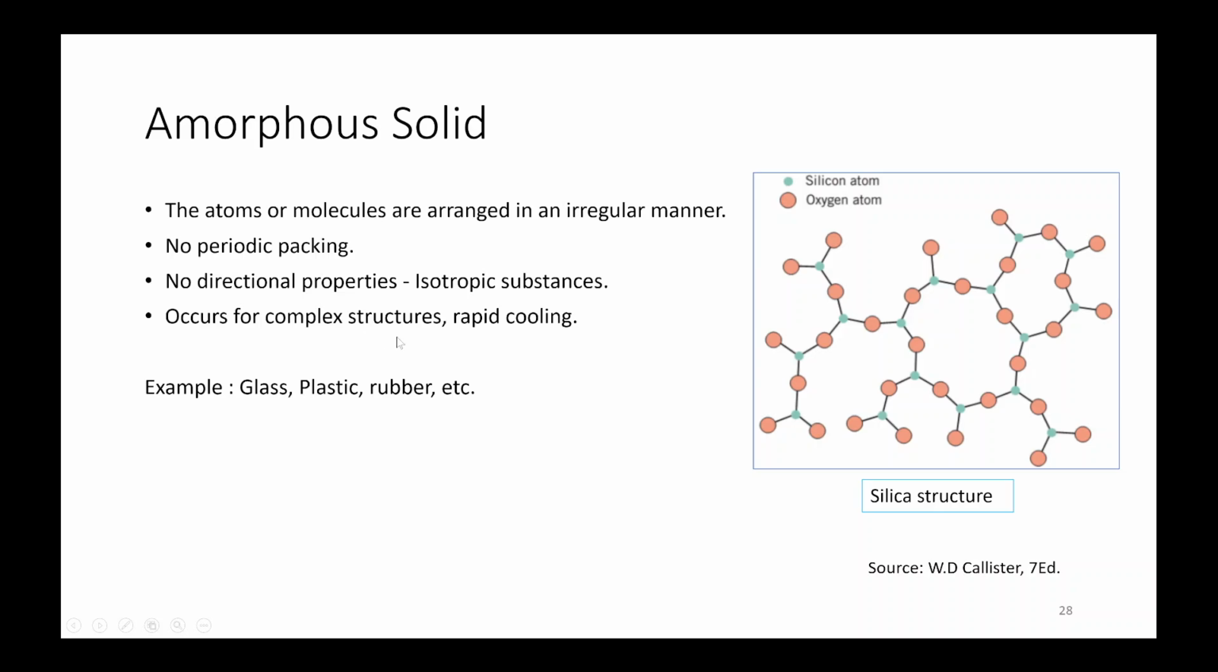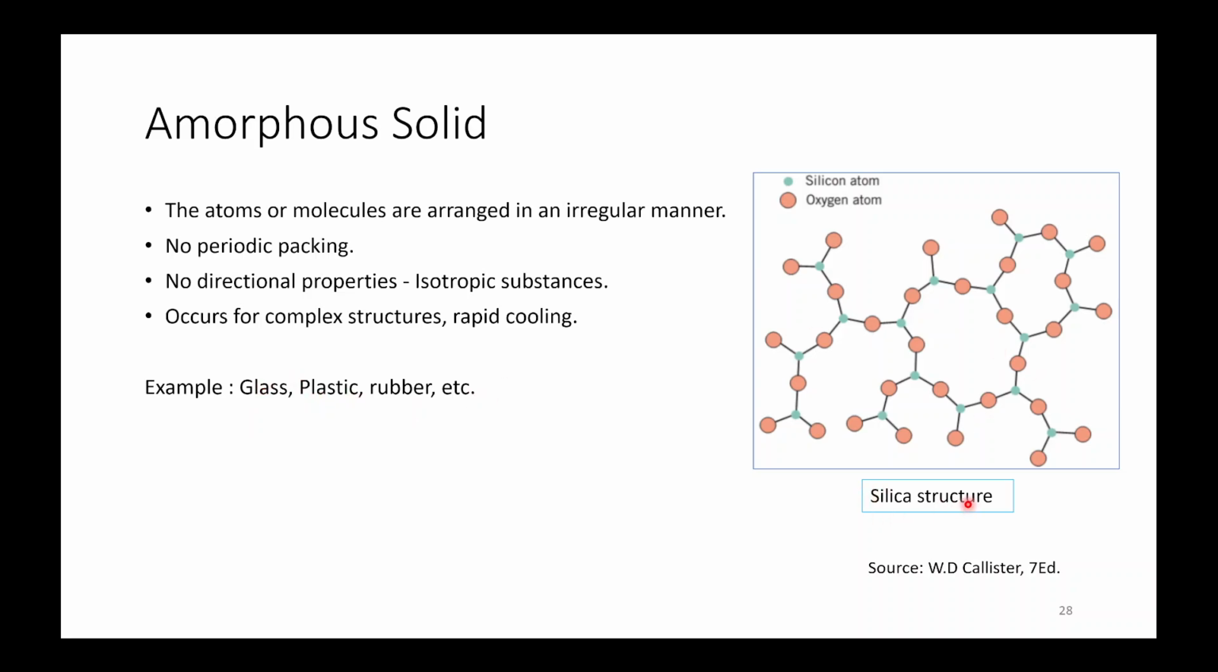So, for example, if we have more elements, like 3 or 4 elements in a system, it is more likely that it will solidify in the form of an amorphous solid. And also if we are rapidly cooling a metal, it will solidify in the form of an amorphous solid, which is known as metallic glasses. So examples of amorphous solid are glass, plastic, rubber, etc.